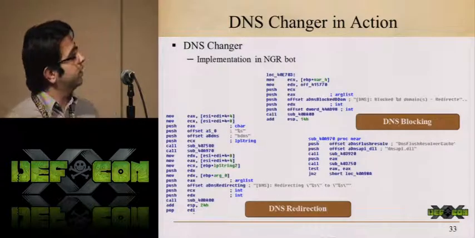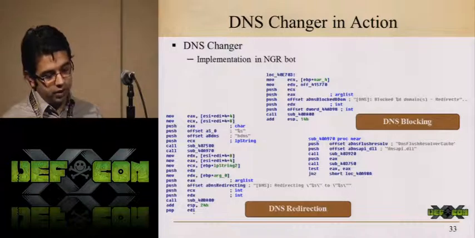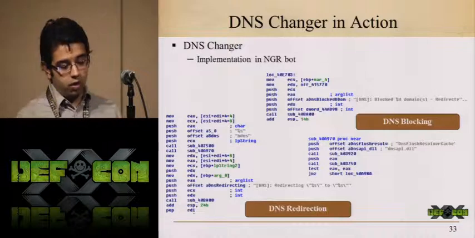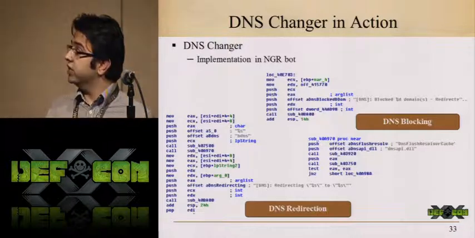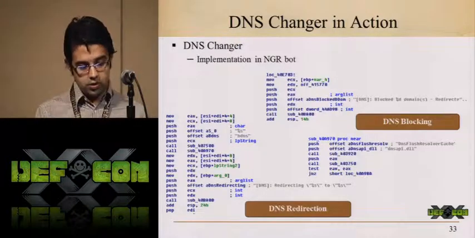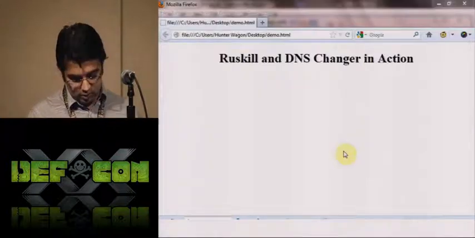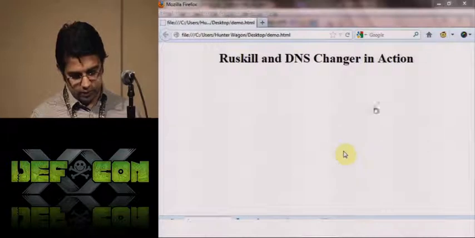When we disassemble the bot, we get an idea of how they are doing it, and this is the functionality provided by NGR bot. It can block requests, it can redirect DNS requests, and do certain things like that. Let's take a look at how it does that.